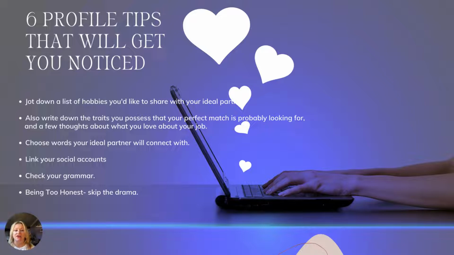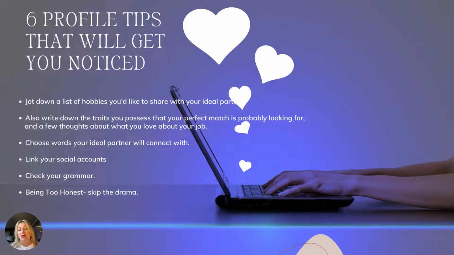Also, write down the traits that you possess that your partner might be looking for when you think of your match. And of course, choose the words in your description that your ideal partner might find interesting. For instance, if you want someone that's sporty, make sure you use this type of language in your profile. If you want someone that loves dogs, then talk about dogs in your profile. It's always helpful, before you start writing your profile, to think of the avatar of your partner.